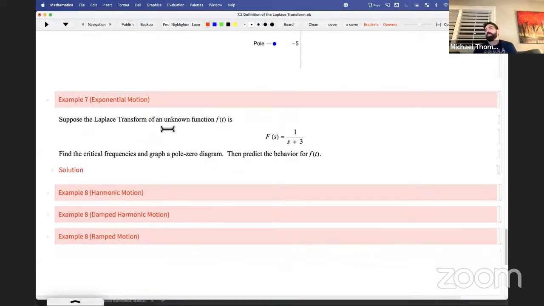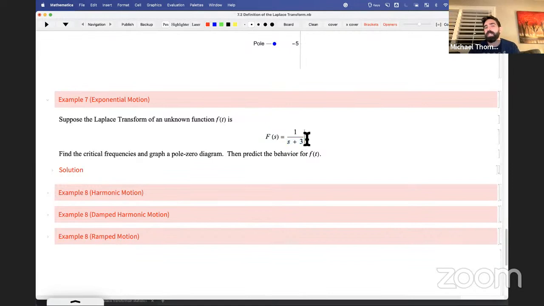Let's say you have some unknown function f, and let's say this is its Laplace transform. If we're dealing with the mass spring system, just looking at that, you can tell what type of motion you have. All you have to do is look at the denominator and determine where the poles lie. Are they on the horizontal axis? Are they on the real axis? Are they on the imaginary axis? Or are they somewhere over here? And then from that, you can tell what type of motion.